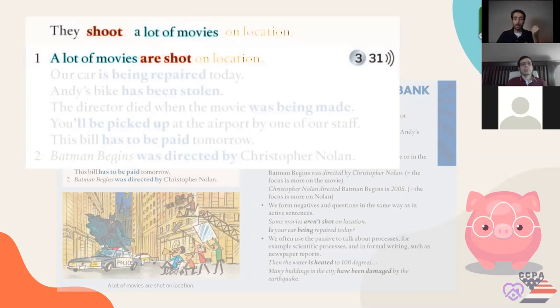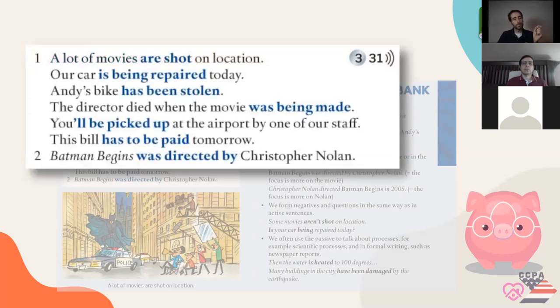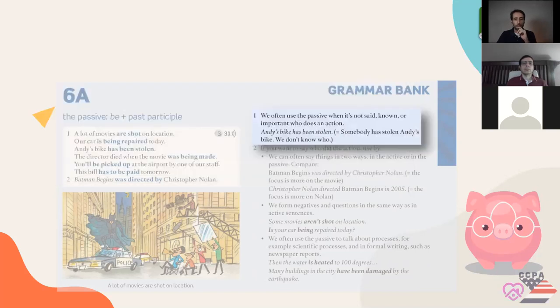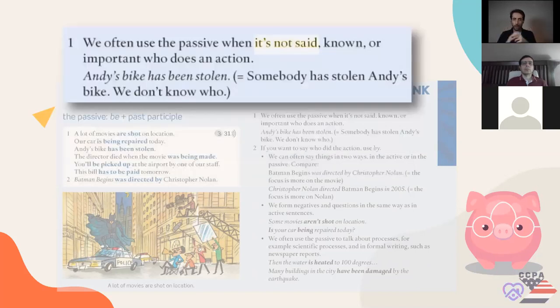Alternatively, we could use an active version of this sentence, where we can say something like, "They shoot a lot of movies on location." In this case, I am inventing a subject, they. We don't know who that they is. The filmmakers, whatever. Our verb this time is shoot, in the present form. And the subject is creating this action. This is what we call an active expression. Good.